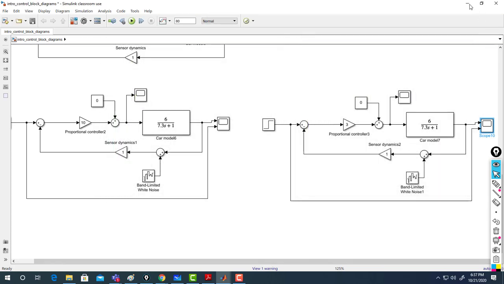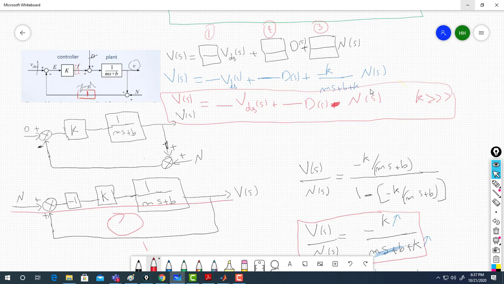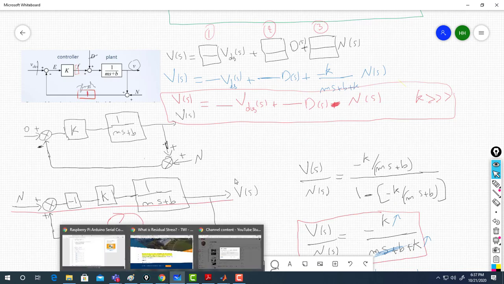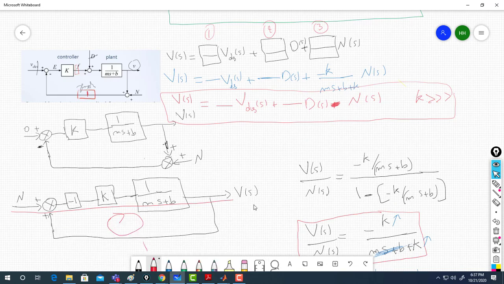Is it clear? Any question regarding the effect of the proportional controller? How did we find it?